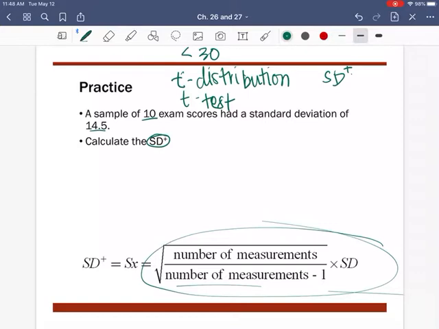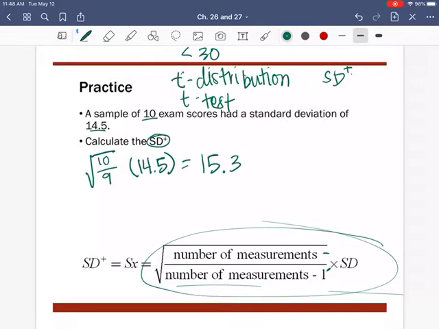So we have a sample size of 10. That's smaller than 30. Our sample of 10 exam scores has a standard deviation of 14.5. We need to inflate that just a little bit by taking the square root of the number of measurements divided by the number of measurements minus 1. 10 minus 1 is 9, times 14.5. So the square root of 10 divided by 9.